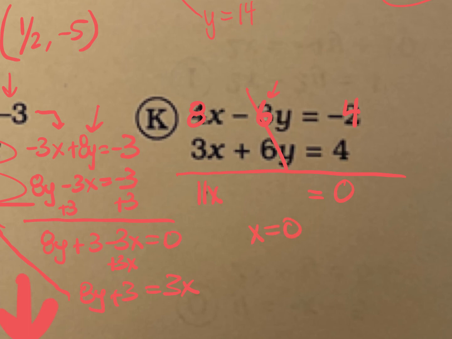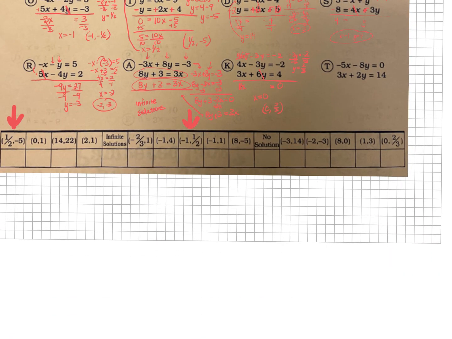Okay, so we know x is 0. So I'm going to go back in here and plug it in. 4 times 0 minus 3 times y equals negative 2. 4 times 0 is 0, so just negative 3y equals negative 2. Divide by negative 3. Y equals 2/3. So this is 0, 2/3. Is that one? Yes, it is the last one.